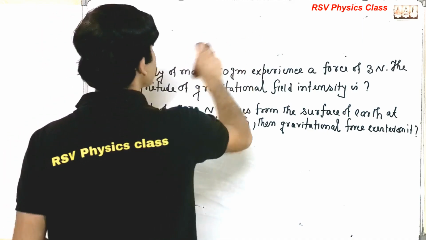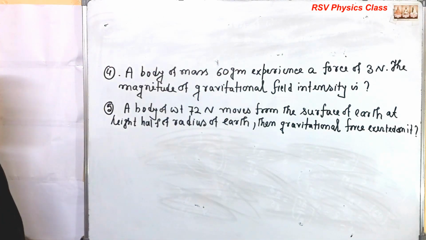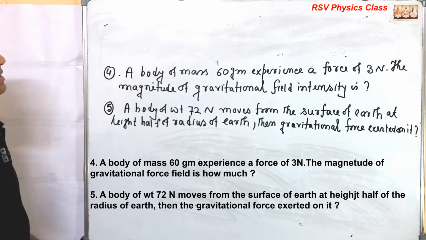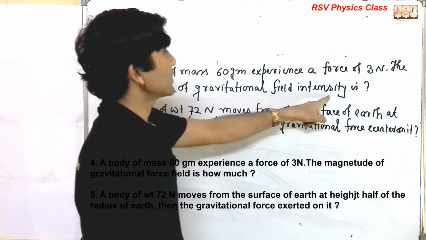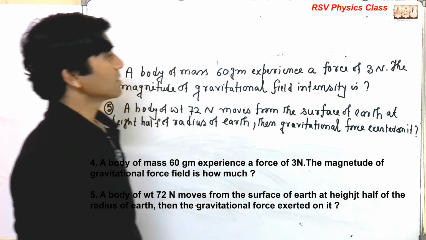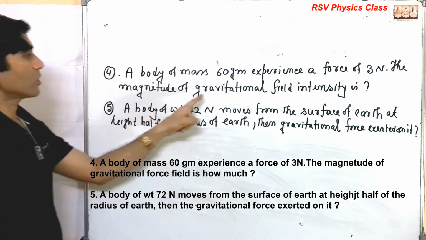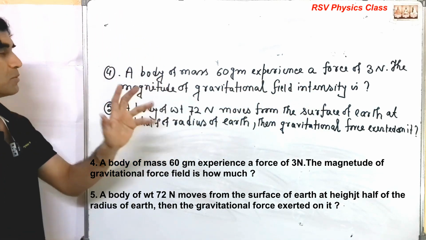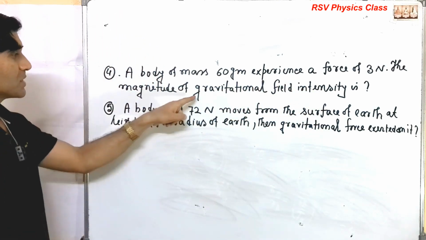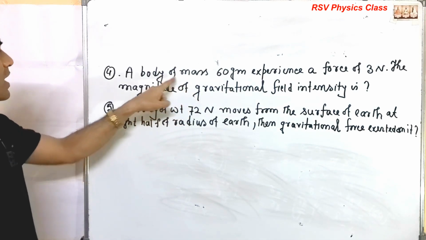Okay, see, a body of mass 60 gram experiences a force of 3 Newton. The magnitude of gravitational field intensity is how much? So there is long terminology and so on. But the problem is simple, but the terminology will confuse you. So if your concept is clear, then you will be able to solve.